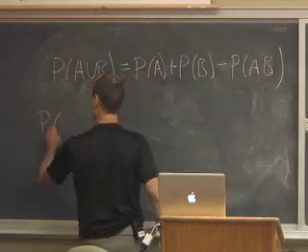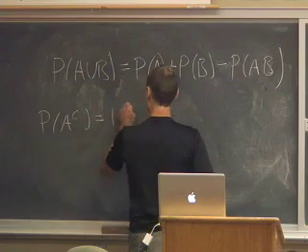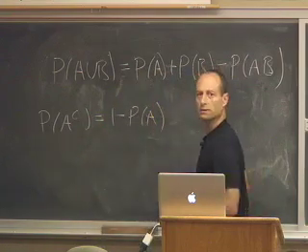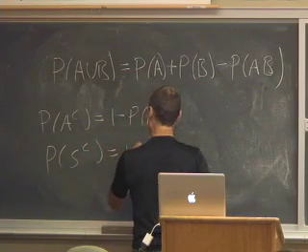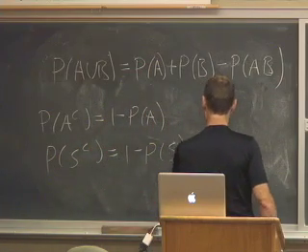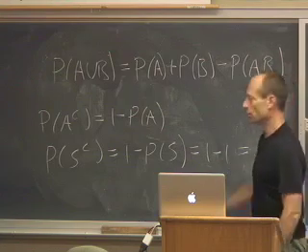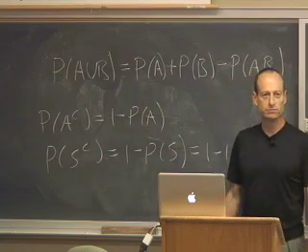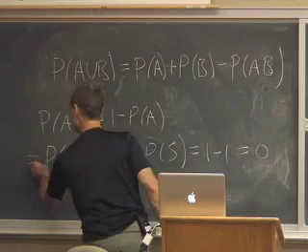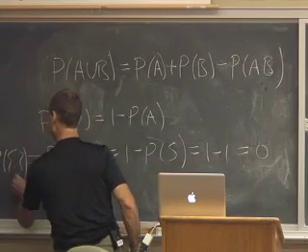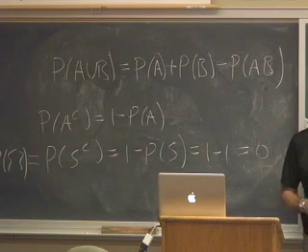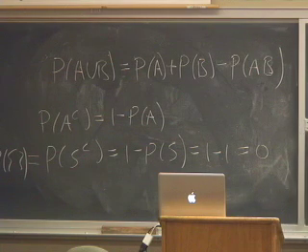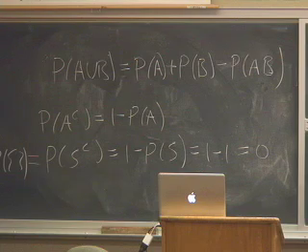Right? The complement rule says the probability of A complement is 1 minus the probability of A. So what's the probability of S complement? It's 1 minus the probability of S, which is 1 minus 1, which is 0. What's S complement? The empty set. Okay, so the probability of the empty set is 0, and the probability of S is 1. All right.